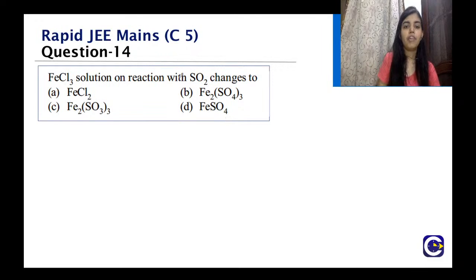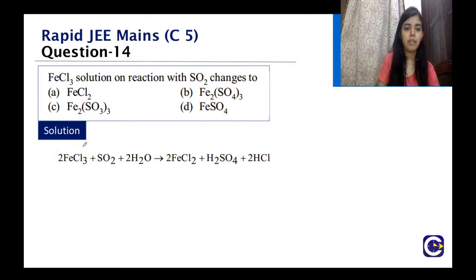FeCl3 solution on reaction with SO2 changes to... Now here, if you see the reaction, FeCl3 on reaction with SO2. In FeCl3, the iron is in +3 oxidation state and it is forming FeCl2, where iron is in +2 oxidation state, right? So you can remember it this way. FeCl3 on reaction with SO2 changes its oxidation state.